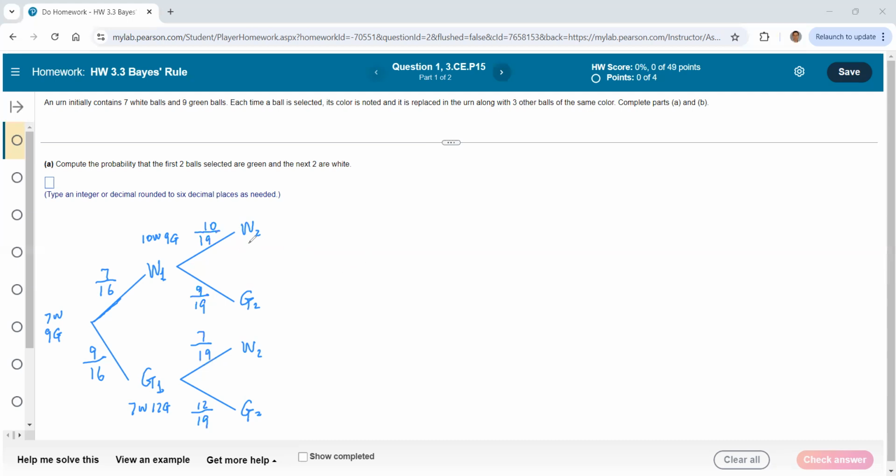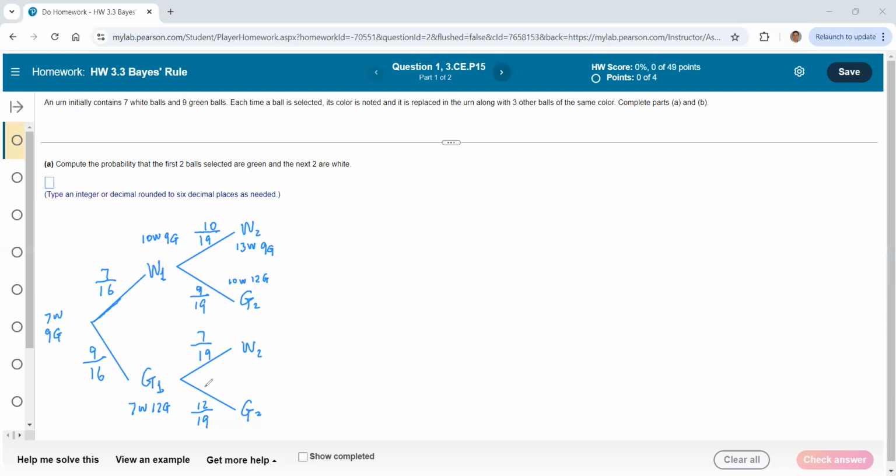Now here, let's keep track of all the white balls and green balls. So after the second white ball is drawn, you're going to have 3 more white balls. So you have 13 white balls and 9 green balls. And for here, if the second ball is green, we have 12 green balls, and then you have 10 white balls. Again, you have 22 balls.